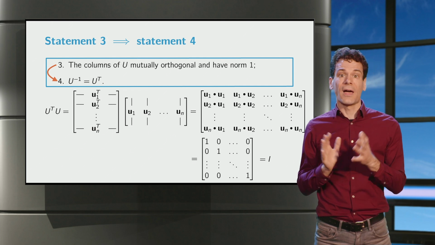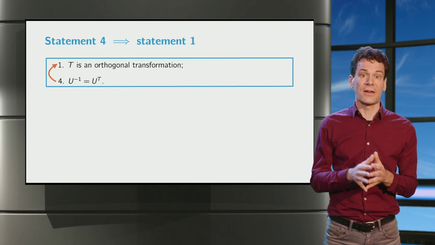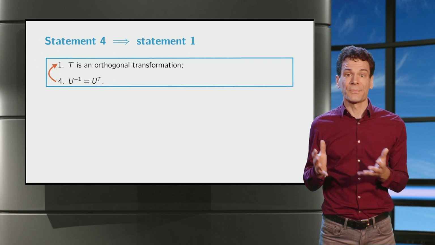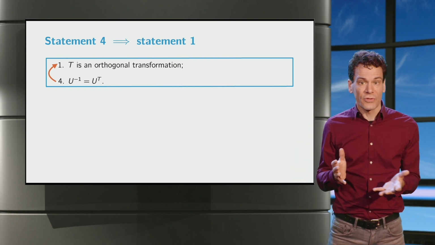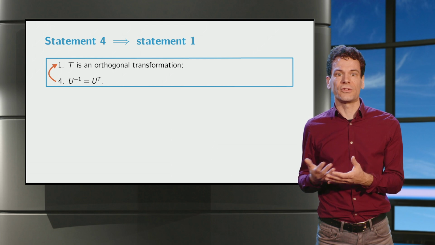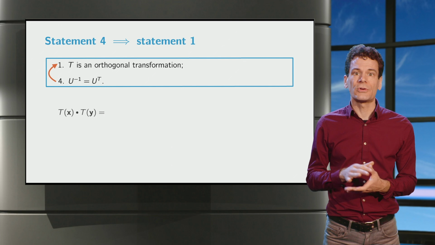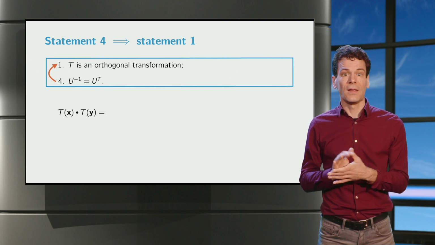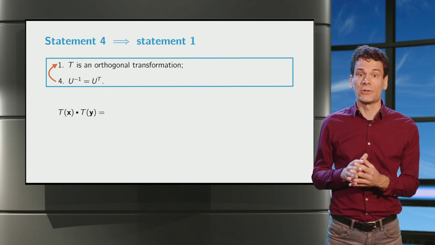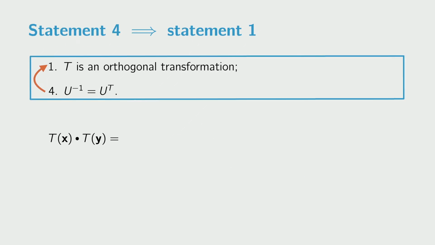Now the last step. I will show that statement 4 implies statement 1. That is, if the inverse and transpose of the standard matrix are equal, then the transformation must be orthogonal. Indeed, let's look at Tx dot Ty. I have to show that this is equal to x dot y. We can rewrite it using the standard matrix U. Then we can rewrite the dot product using transposition. Using the product rule for transposition, we find this expression.